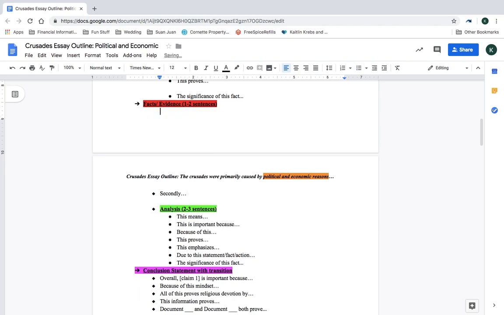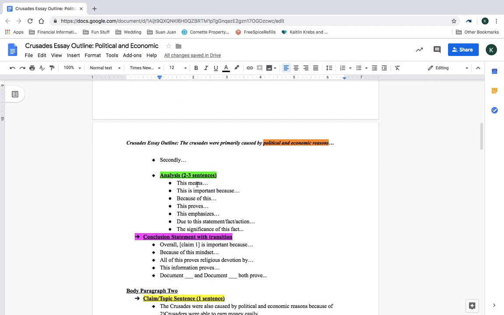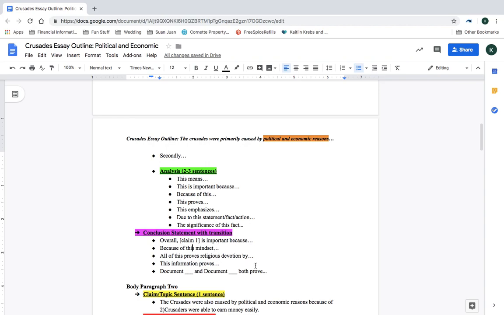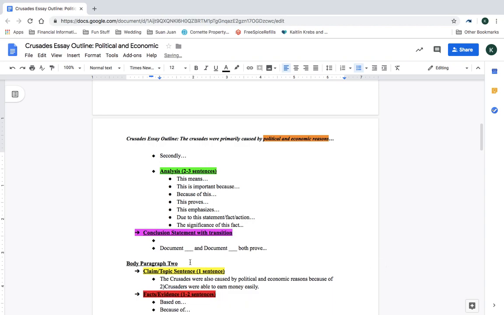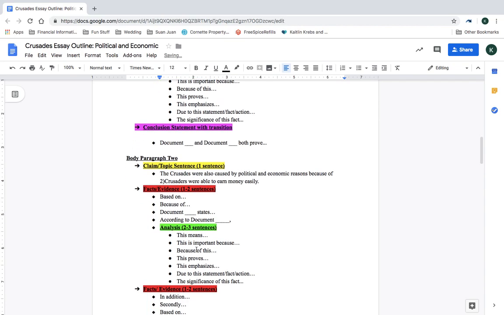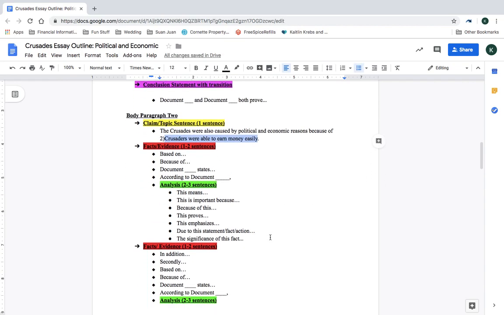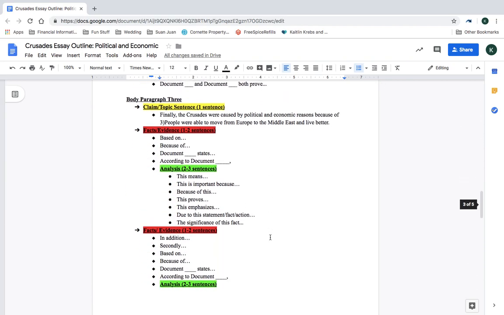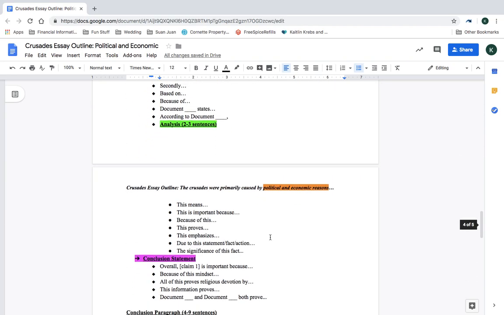And so I keep filling in and erasing the stuff I don't use. You choose one of these statements down here to close out. Okay, so, documents 3 and 7 prove whatever it is. And I move on to the next paragraph, where I now find evidence for how the Crusaders were able to earn money easily. I keep going and going and going through this document.